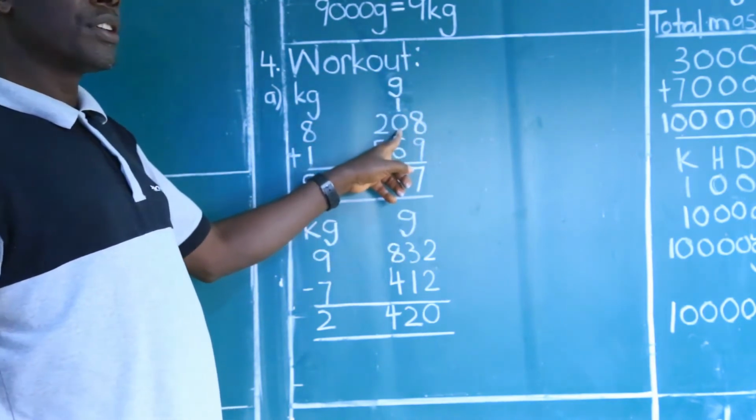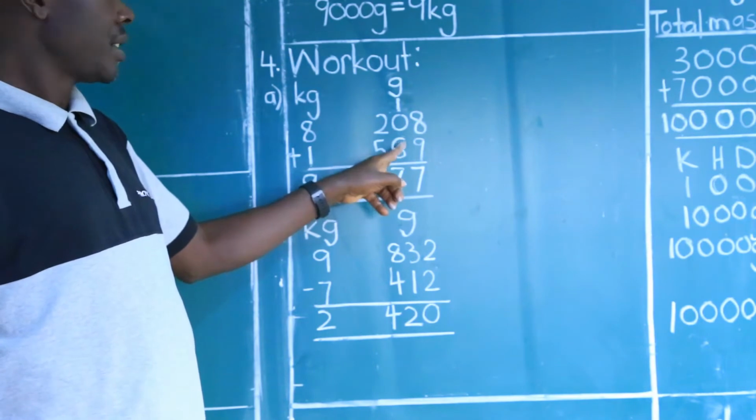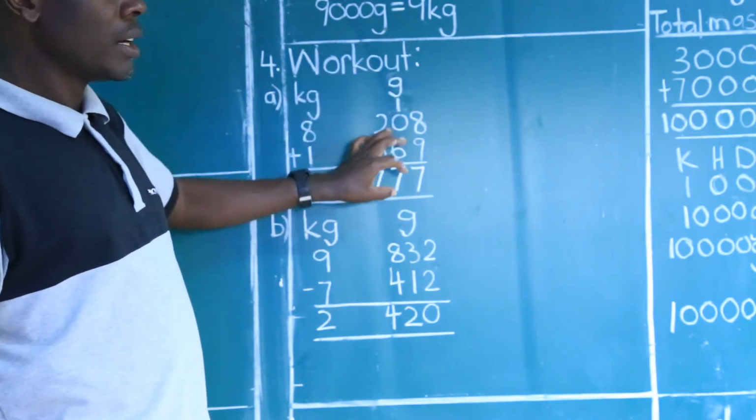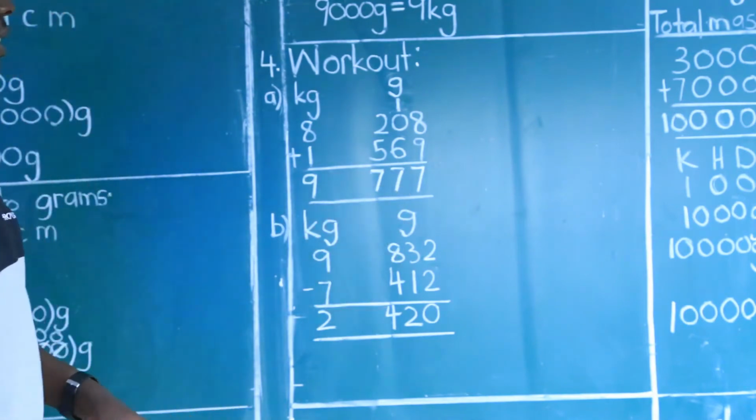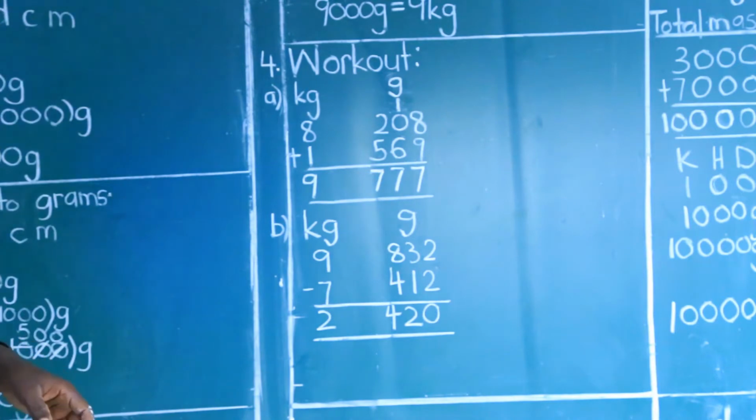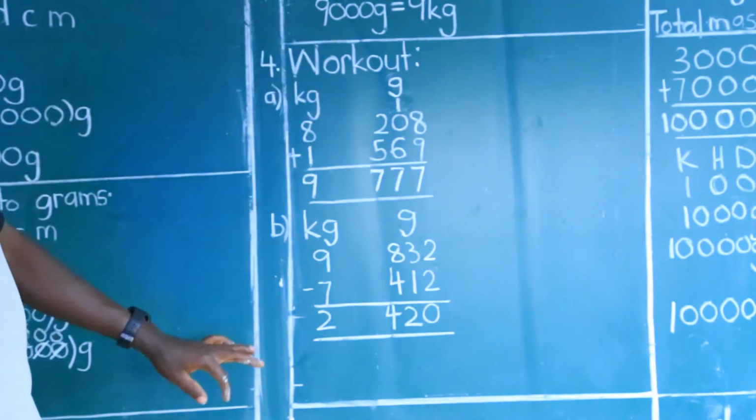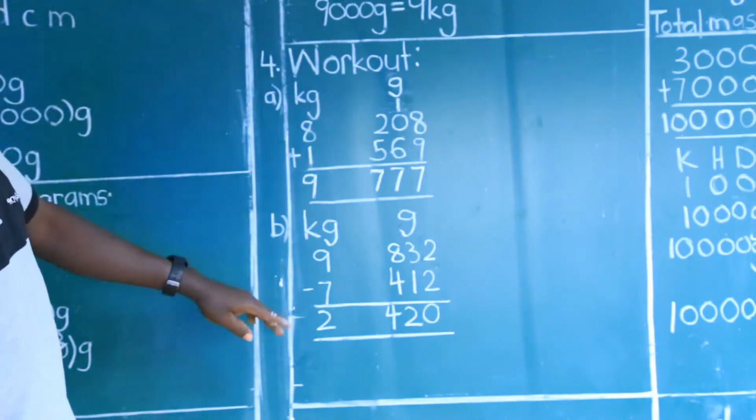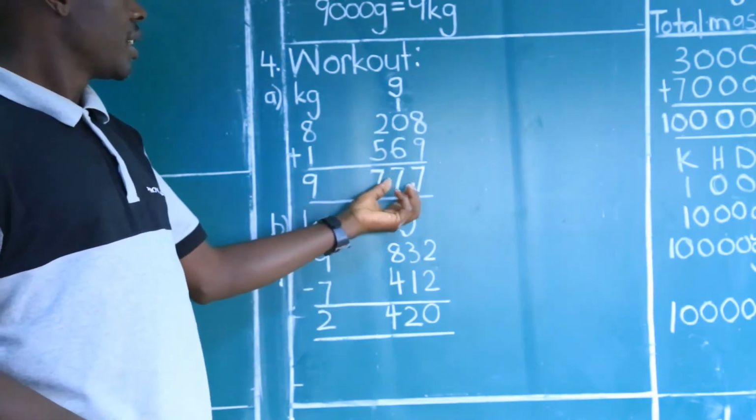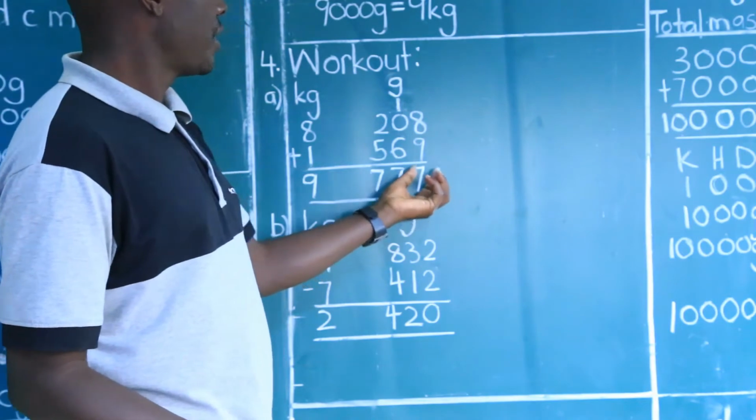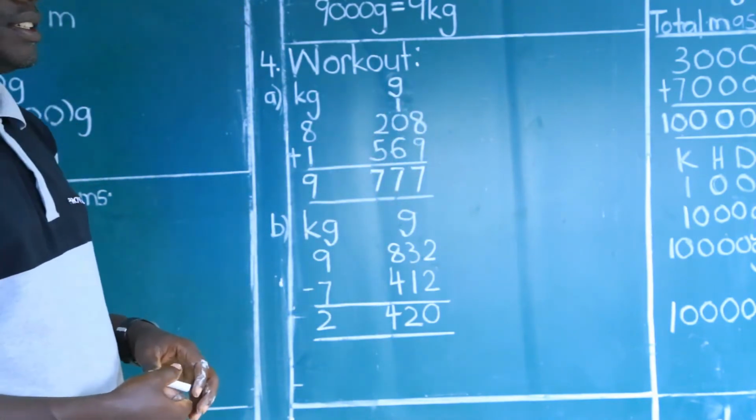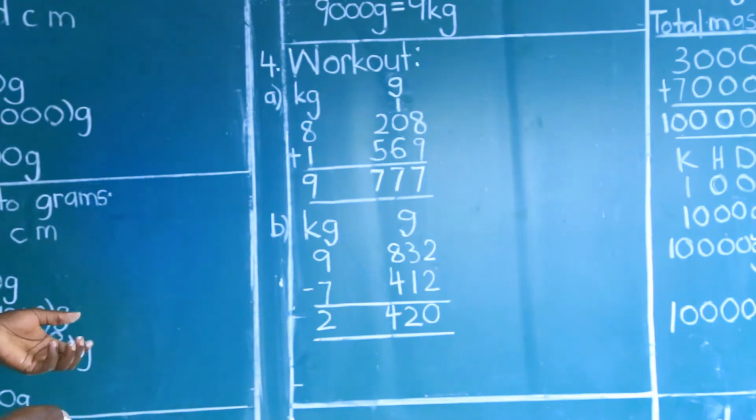So 1 plus 0 remains 1. Then a 1 plus 6 gets 7. 2 plus 5 is also a 7. Then add the kilograms. That is 8 plus 1, you get 9. So the answer is 9 kilograms, 777 grams. So you add normally, like we did in length.